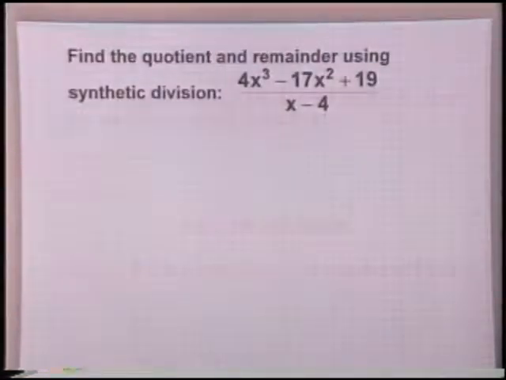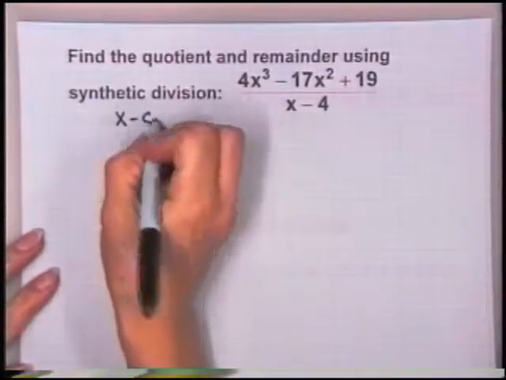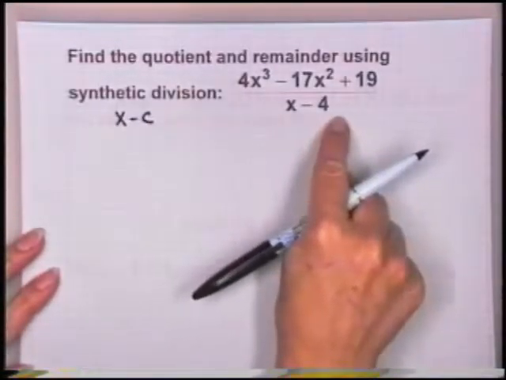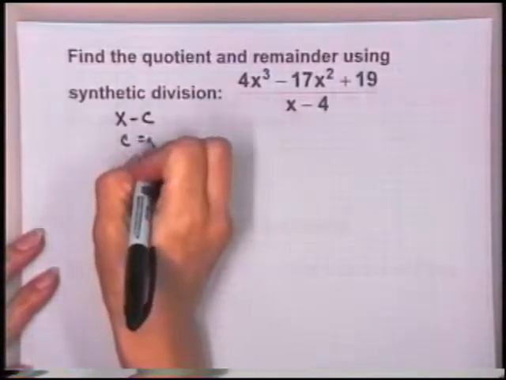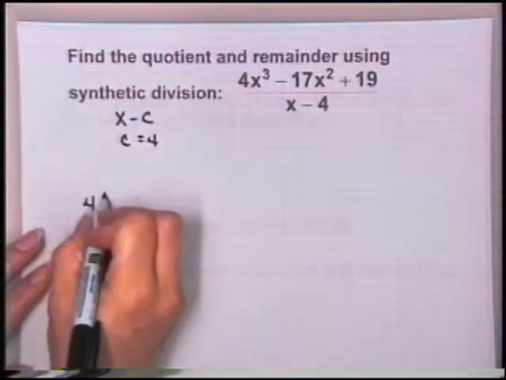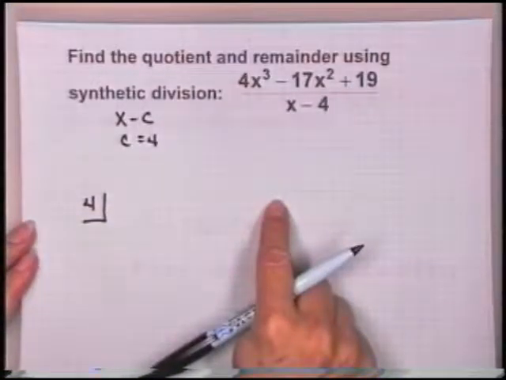Find the quotient and remainder using synthetic division. Again, think about x minus c. Is my divisor of the form x minus c? Yes, it says x minus, what's c? It's 4. So c is 4. So we'll set this up with a 4. Coefficients of my dividend go here.